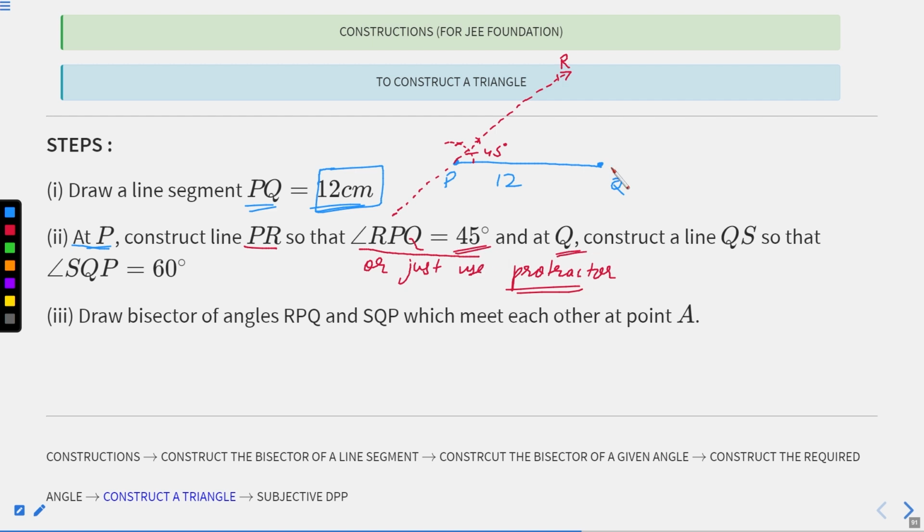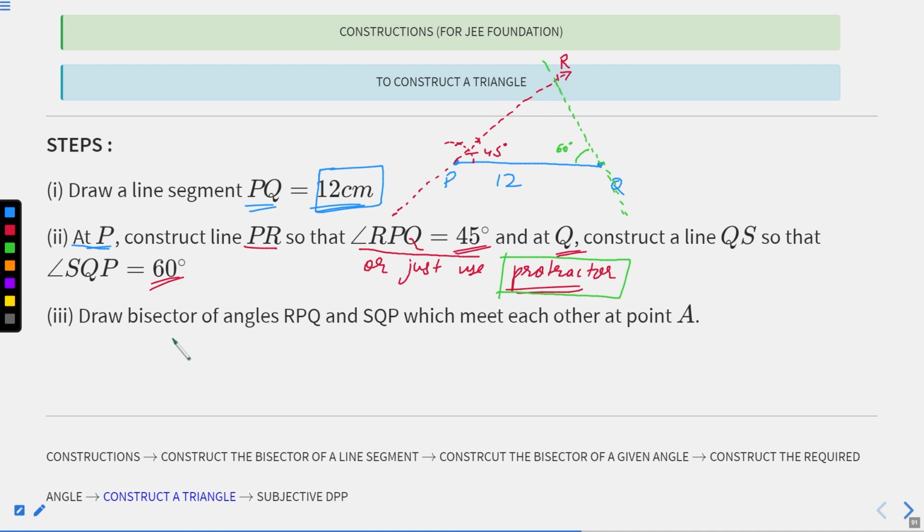Now at Q, taking Q as center and drawing such a line which makes a 60 degree angle at Q. So it is quite easy. Just use Q as center, use a protractor, and our 60 degree angle will look something like this. I hope this is clear. Just use a protractor or the steps we did in the previous lecture to construct the 60 degree angle, which is quite easy to construct.